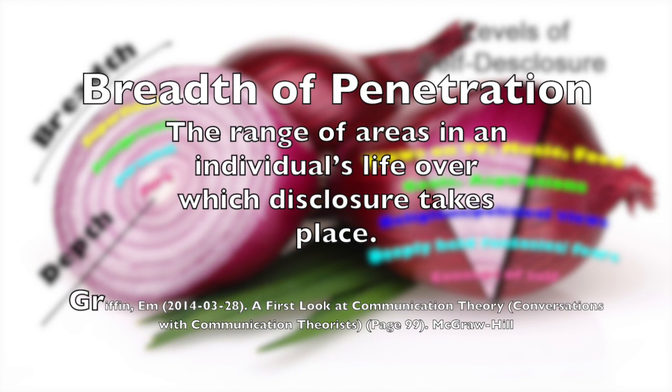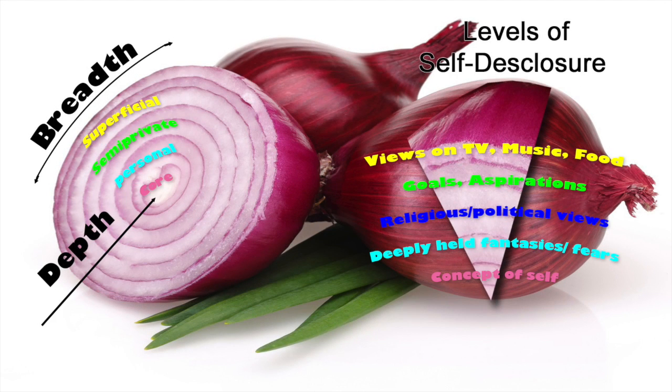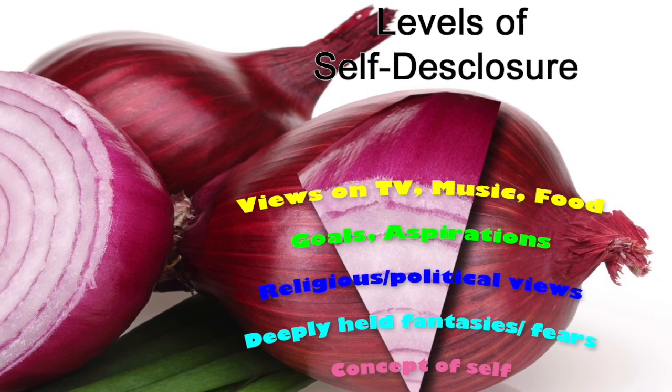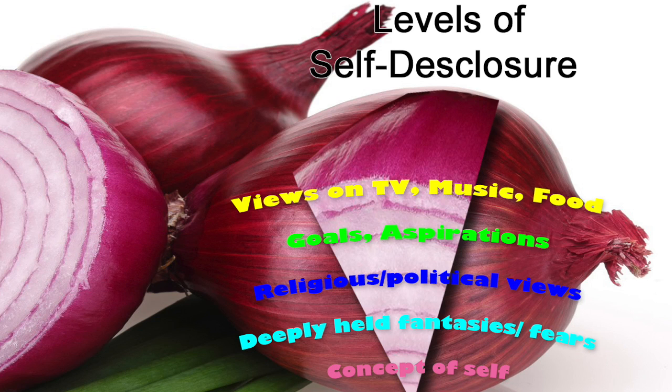Now, the second term is breadth of penetration, which is the range of areas in an individual's life in which disclosure takes place. As opposed to the depth, which is how many layers you're peeling, breadth is how many different areas you're actually discussing. If you're looking at the onion on the screen right now, breadth is how far around the onion you've gone, how many different sides of the onion you've seen. So how many different topics you've covered, from food, to movies, to religion, to life, to money, and different things like that.